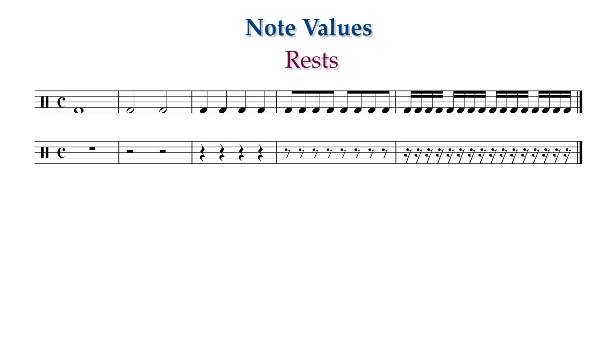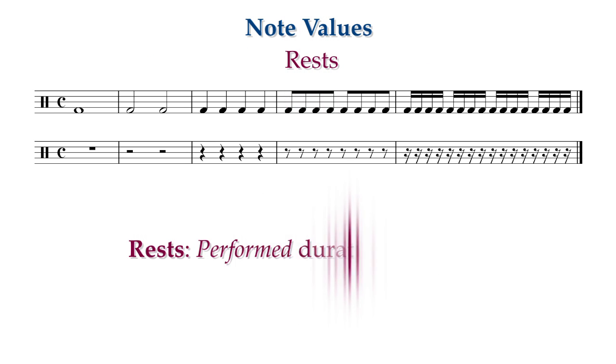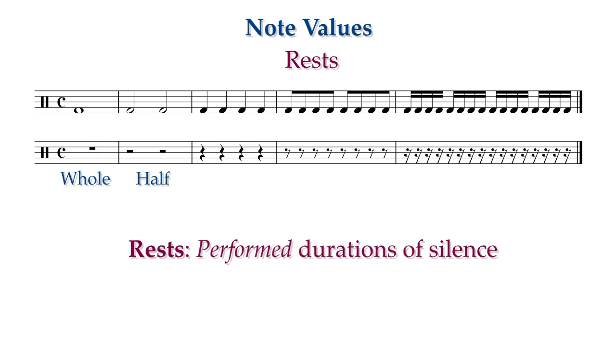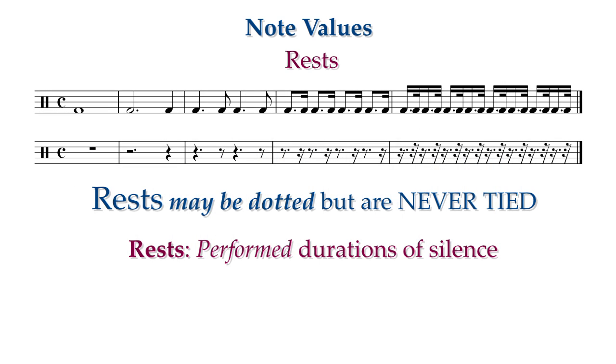Each note value has a partner rest symbol. Rests are durations that you play with silence. You do not rest during rests. You play durations of silence. Rest symbols appear as whole rest, half rest, quarter rest, eighth rest, 16th rest, and so on. Notice the particular shape and placement of each rest. Rests can be dotted in the same way that notes can be dotted. Rests are never tied.